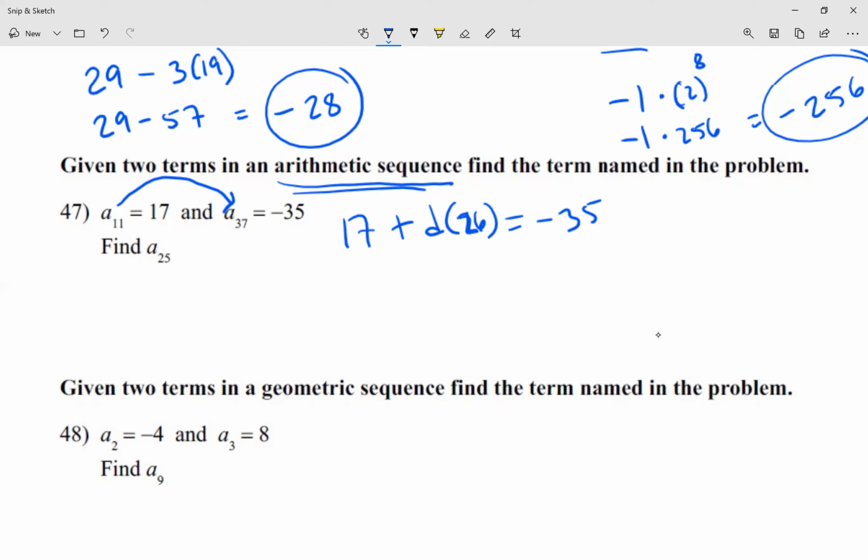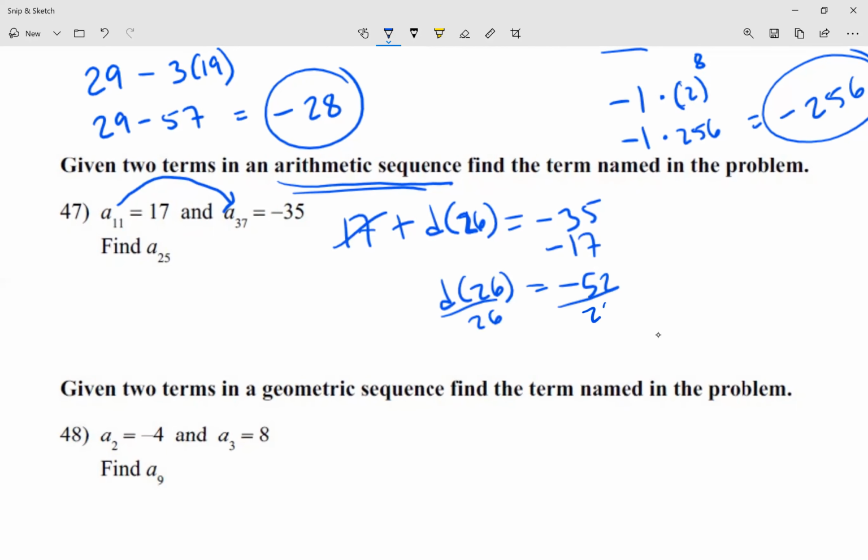Okay, let me solve for D. Again, that's the number that I keep on adding or subtracting. So my 17, let me move it over as a minus 17. So I have that D times 26 is equal to negative 52. Divide both sides by 26, and D is equal to negative 2. All right, my difference is negative 2, so I keep on subtracting 2. So I'm ready to find the 25th number on the list.